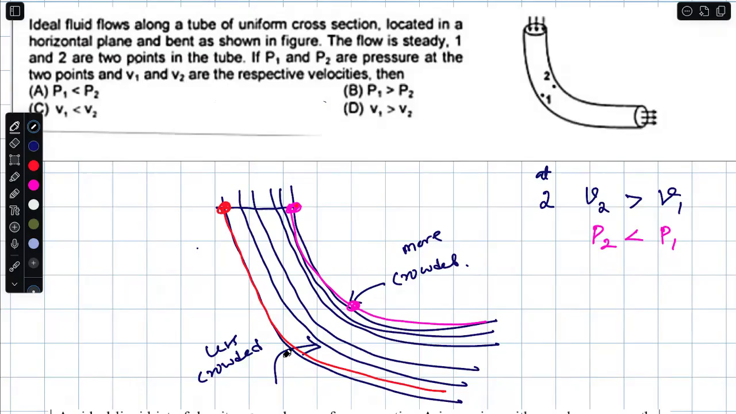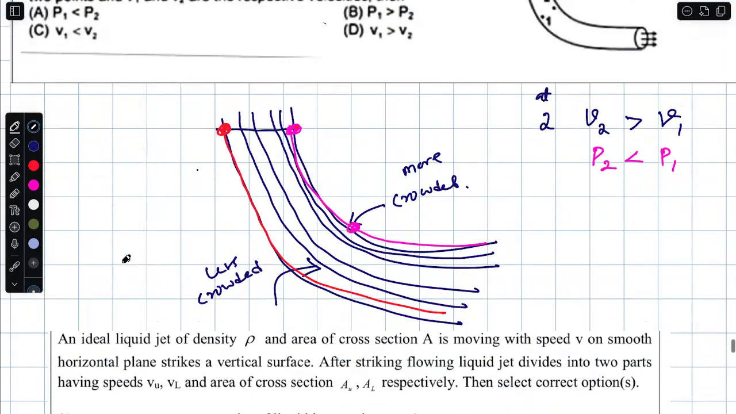When bent, the ones close to the center, more are crowded, and farther from this, less are crowded. Yesterday I taught you one point. What is that? Where there is a crowd, velocity is high. Where there is a spread, velocity is low. Where there is a crowd, pressure is low. Where there is a spread, pressure is high. Now you apply that. At 2, velocity is high, pressure is low. At 1, velocity is low, pressure is high. So therefore at 2, P2 greater than P1. Means A is correct.